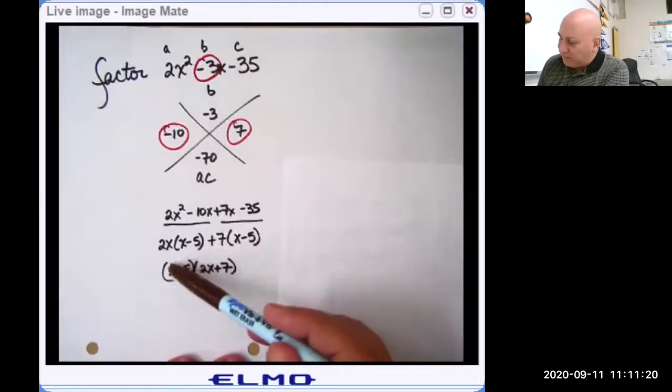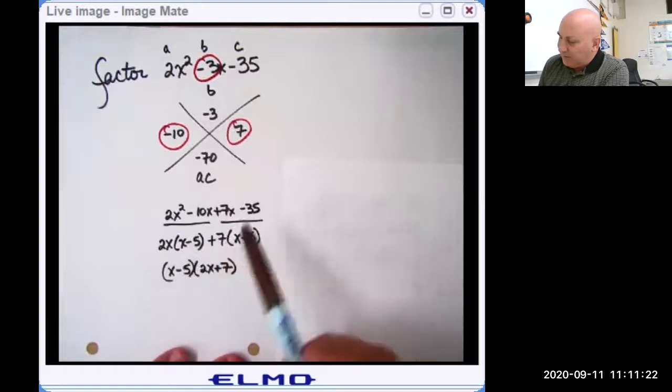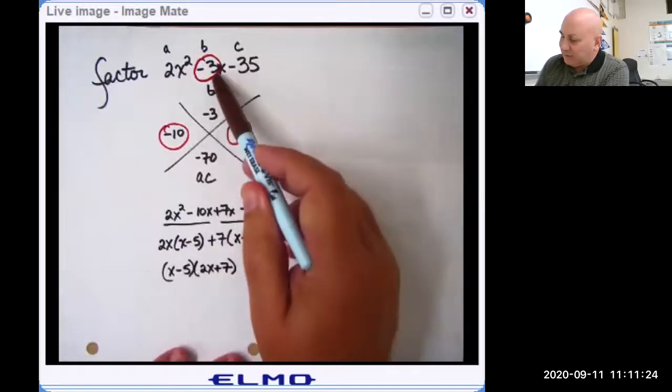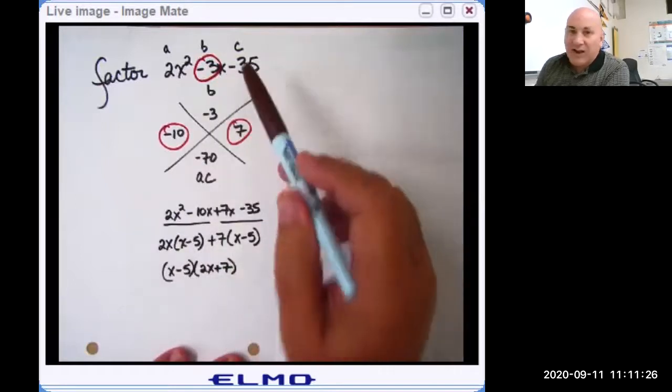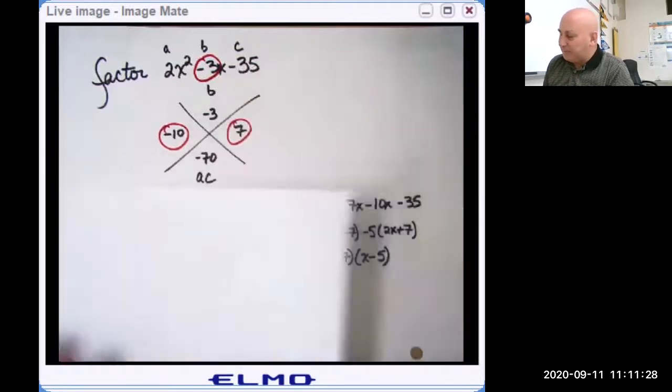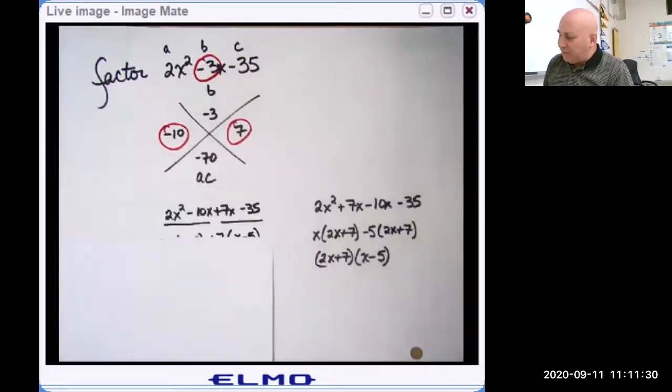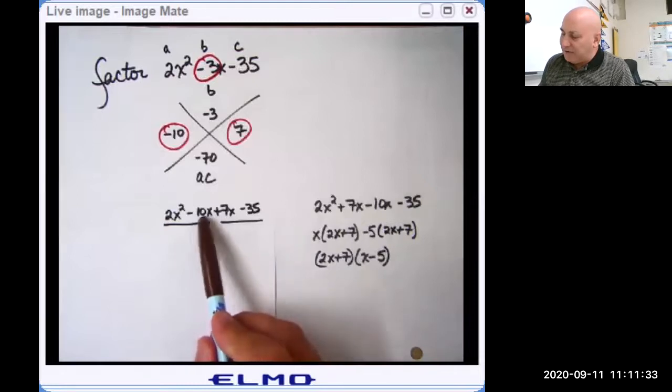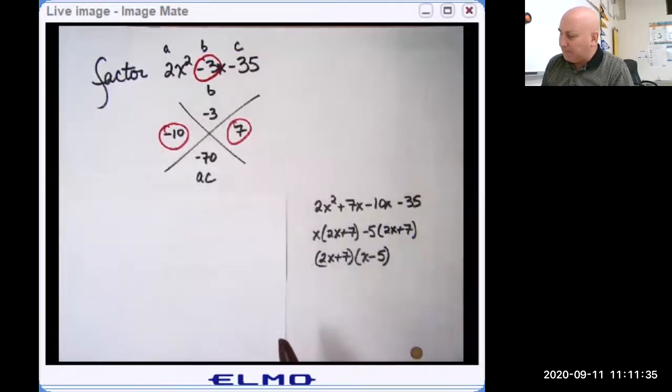And if I FOIL this, it's 2x squared plus 7x minus 10x is minus 3x minus 35. I factored it correctly. What if I do it in a different order? I put the 7x here and the negative 10x here. And you can see that it still factors to the same two factors.